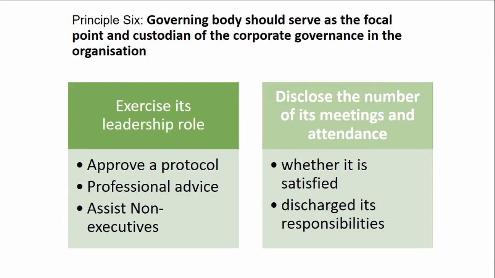Another way that the governing body can ensure that they are the custodians of corporate governance is to disclose the number of meetings that they have and who has attended these meetings. This ensures that they satisfy the stakeholders that they have discharged their responsibilities in relation to the entity. The governing body will be ultimately held accountable if there is a drop or decrease in corporate governance.